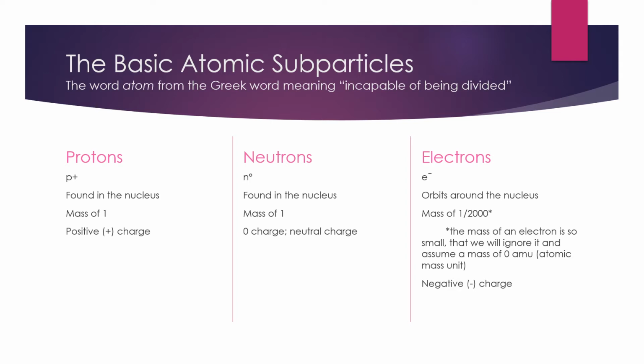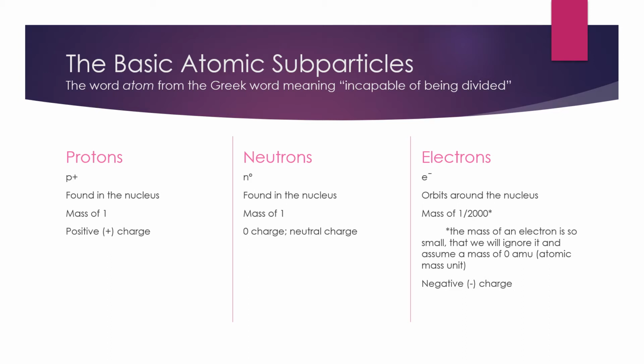Now let's talk about atomic subparticles. So first of all, the word atom comes from the Greek word meaning incapable of being divided. We have protons, neutrons, and electrons. So protons and neutrons can both be found in the nucleus. They both have a mass of 1. Protons have a positive charge and neutrons have a neutral charge.